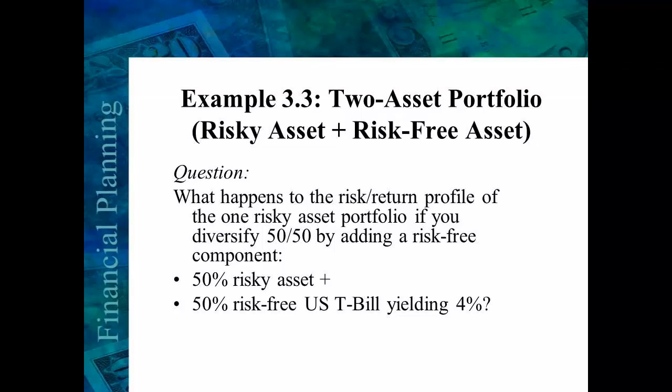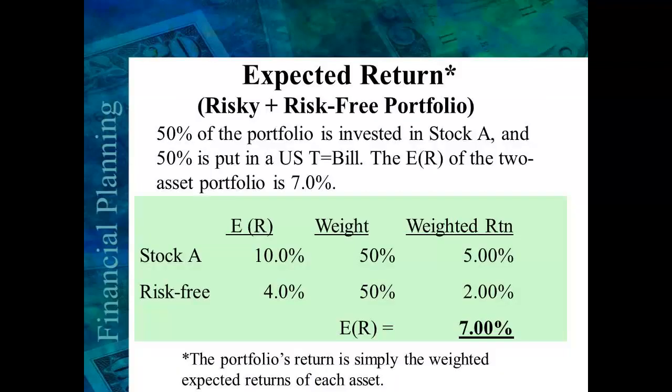What happens to the risk-return profile of the one risky asset portfolio if you diversify 50-50 by adding a risk-free component? 50% of your total investment is placed in the risky asset, and 50% of your total investment is placed in the risk-free U.S. T-bill yielding 4%. The original risky asset, asset A, is now only 50% of the portfolio because the other 50% is invested in a U.S. Treasury bill yielding the risk-free rate of 4%.